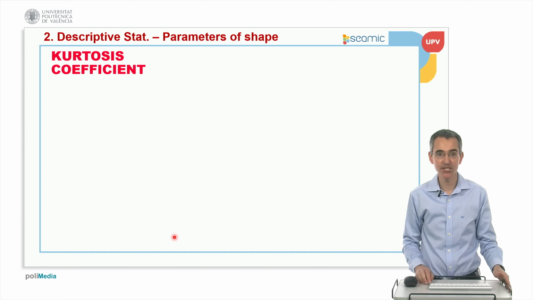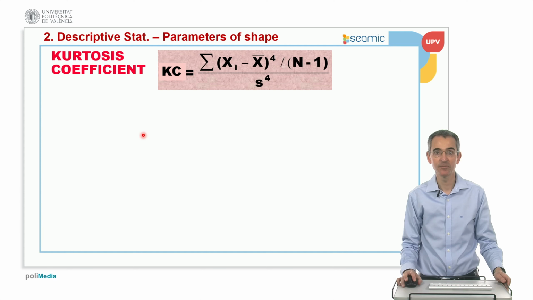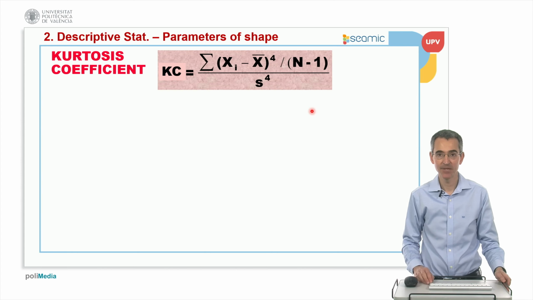Good. So there is also a useful coefficient that provides information about the shape of the distribution, which is called the kurtosis coefficient. The formula is similar to the previous one, but now instead of a value 3, we have here a value 4. Okay? It is also non-dimensional.